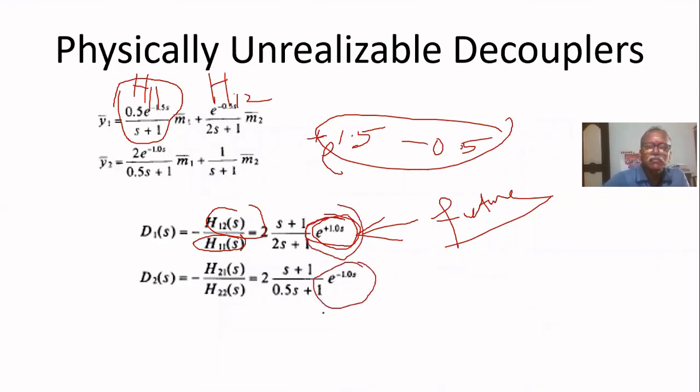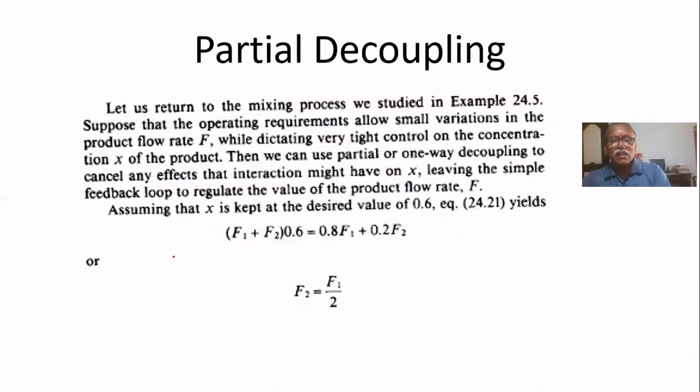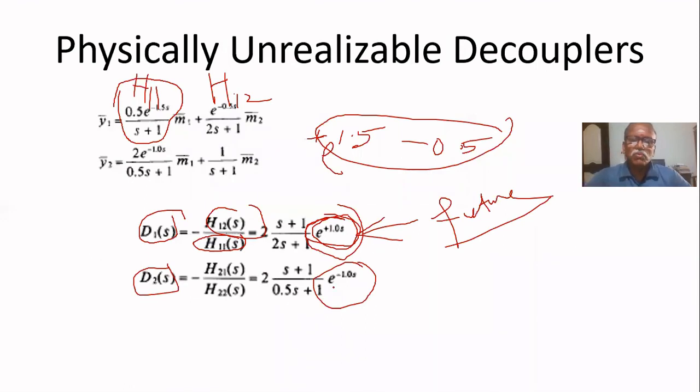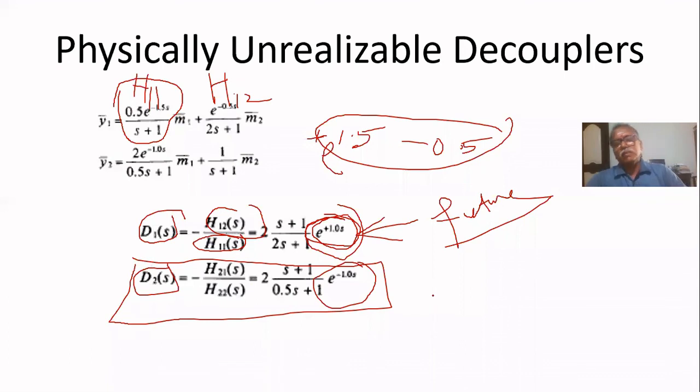This one is physically realizable. In that case, you cannot implement D1, but you can implement D2. That is what I said here. Partial decoupling can be implemented because we are very much worried about Y2, not Y1. That is why D2 alone can be implemented.